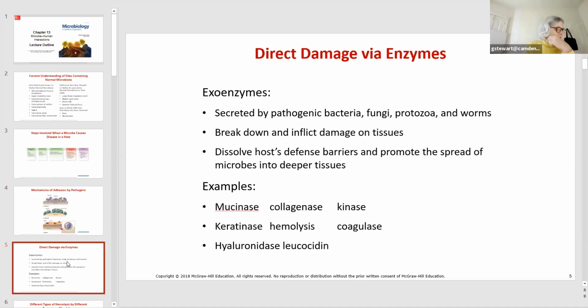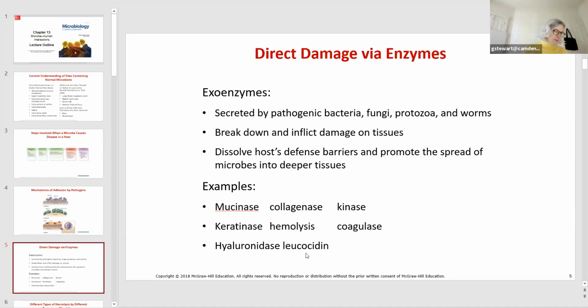Once the organism attaches, the organism, particularly bacteria, can do some direct damage by creating some enzymes that either break down or damage tissues, or they attack some of the host, usually the host non-specific defenses, and help the microbes spread into deeper tissues or get into your bloodstream. And here's a list of examples of some of the exoenzymes that bacteria in particular may produce.